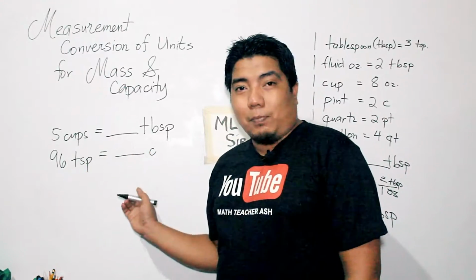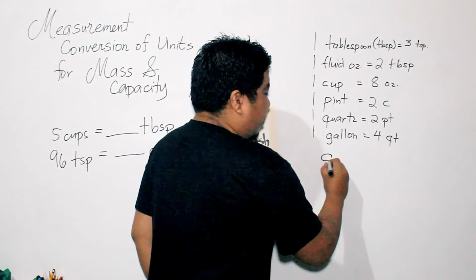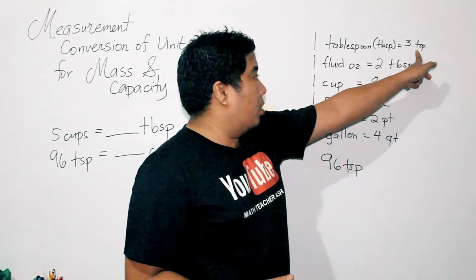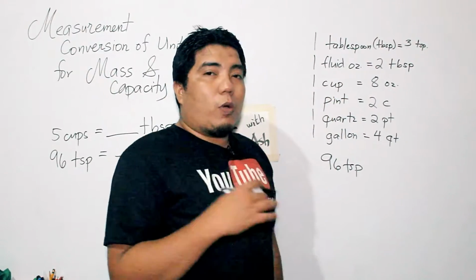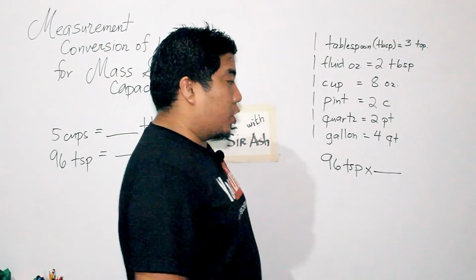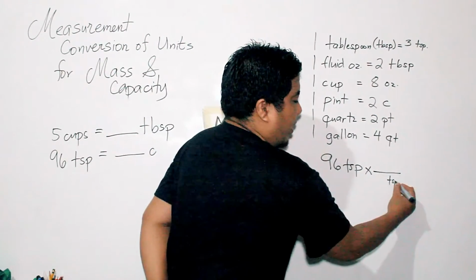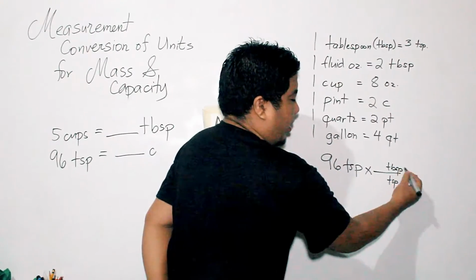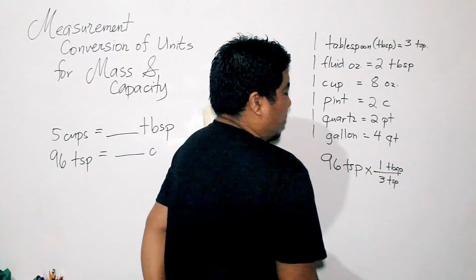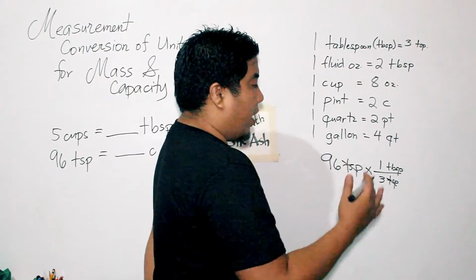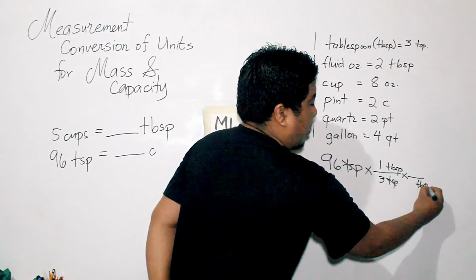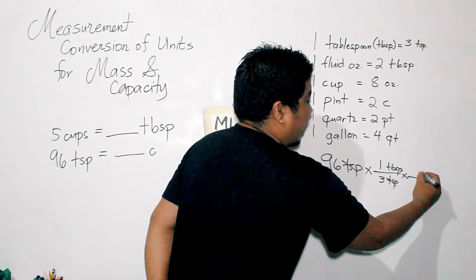96 teaspoons to cups. Now, in 96 teaspoons to cups, we will be going from here to here. So how do we use our conversion? We will again multiply a series of conversion ratios. So that is teaspoon here, and that is tablespoon here. So that is in 1 tablespoon, we have 3 teaspoons. That will be cancelled. However, multiplying again for tablespoon, the next unit is ounce.